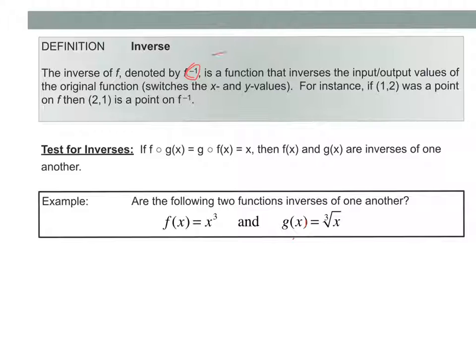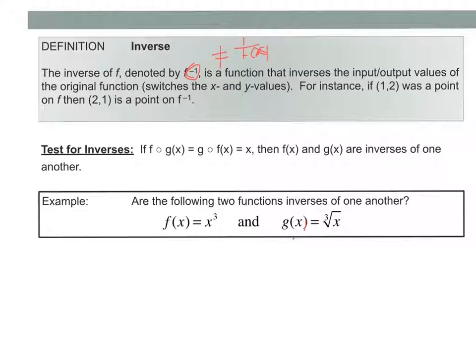F to the power of -1 is not equal to 1 over f of x. I'd say that's one of the most common mistakes I see students making, is they think that f to the power of -1 is the same as 1 over f of x, and it's not.